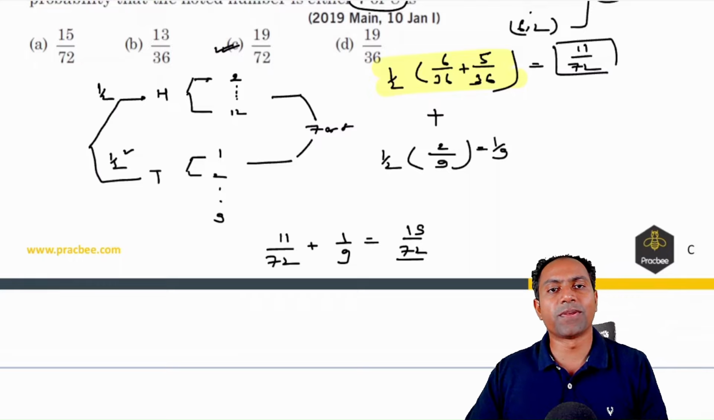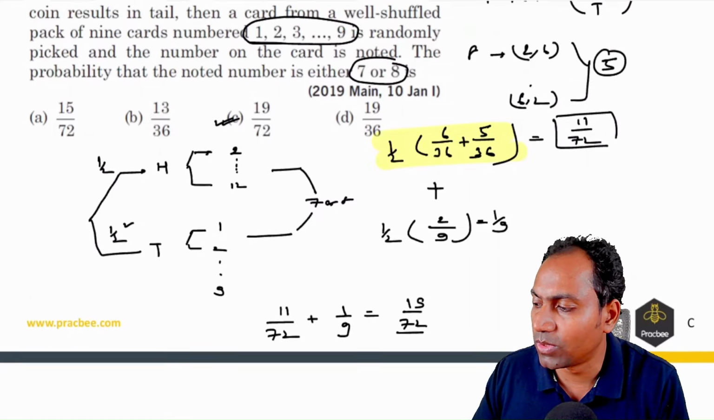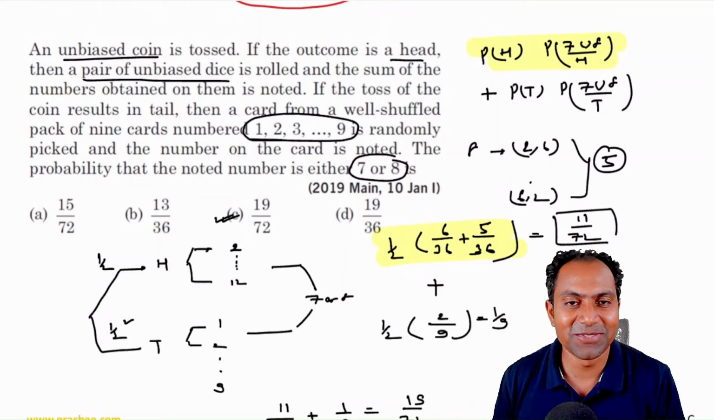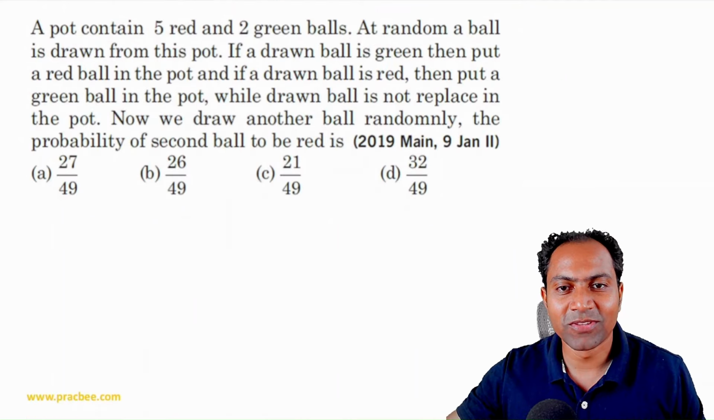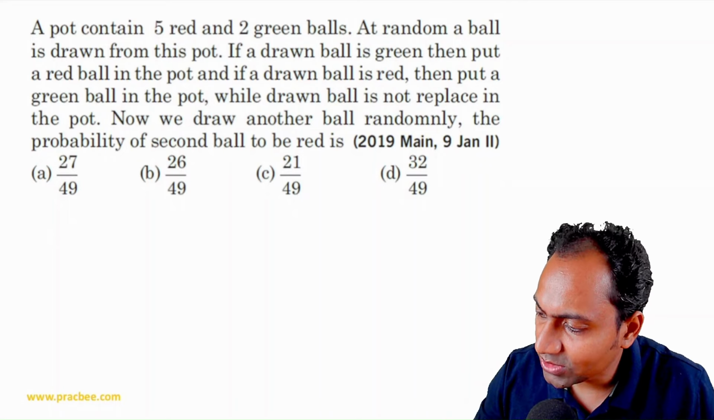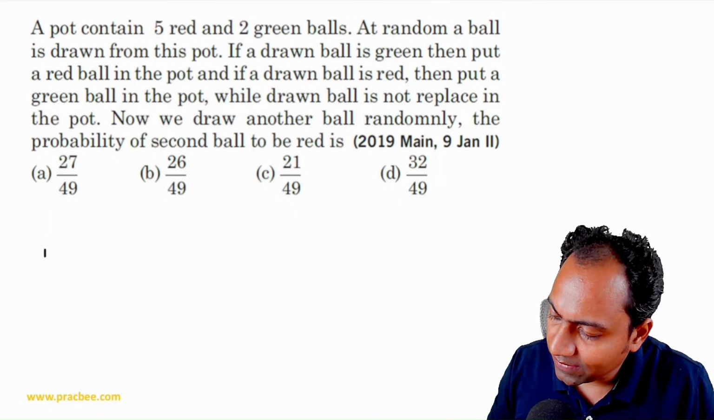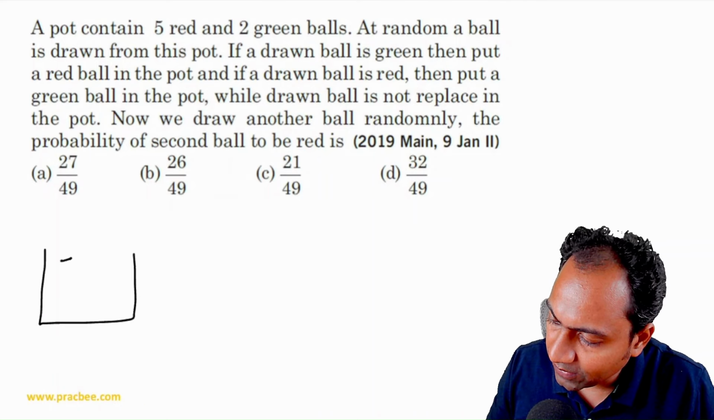So it is a very simple question based on total probability theorem. The only thing that you need to do is draw the tree diagram correctly, otherwise you might get it wrong. Now in this 2019 question, the question talks about a scenario wherein in a pot, what we have been given is nothing but 5 red and 2 green balls.